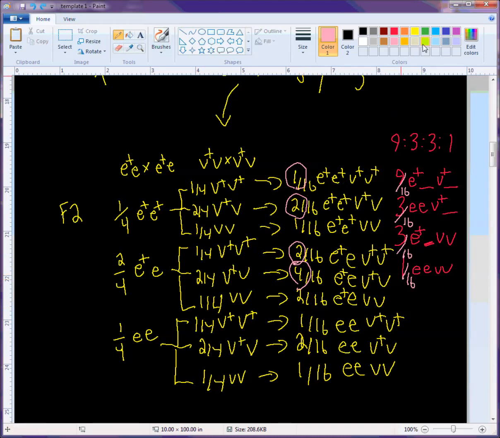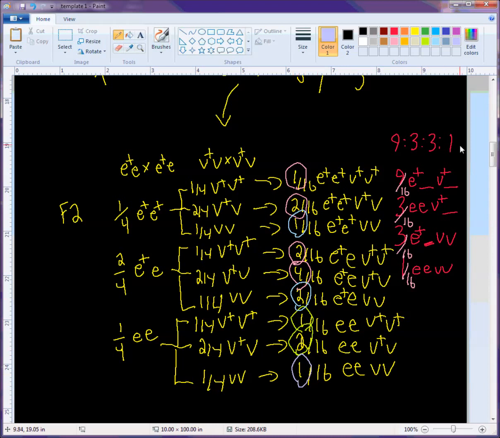Okay. And what about the 3 with 2 little e's and 1 wild type V? Right here. And what about the 3 with 1 wild type E and 2 little v's? Here and here, and then the last one, I'll use this purple color, 2 little e's and 2 little v's.